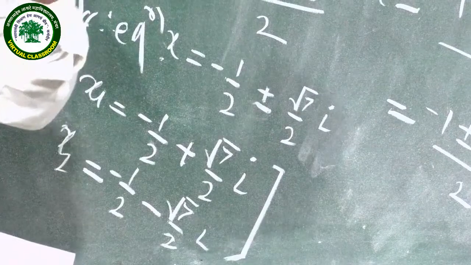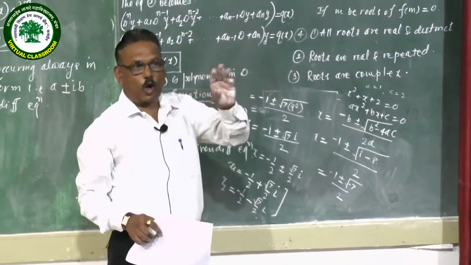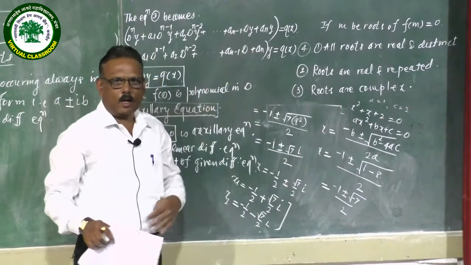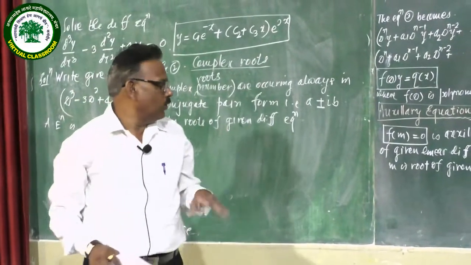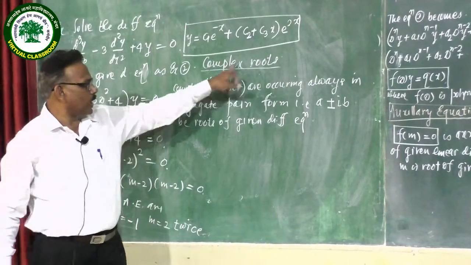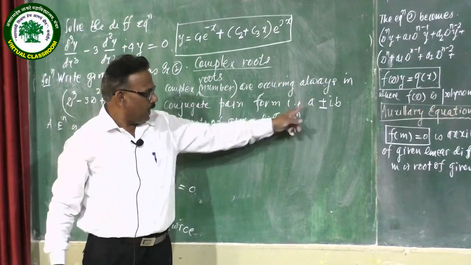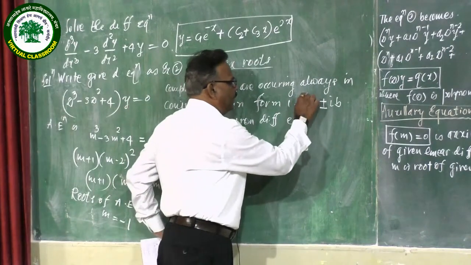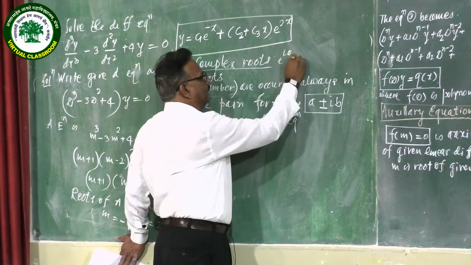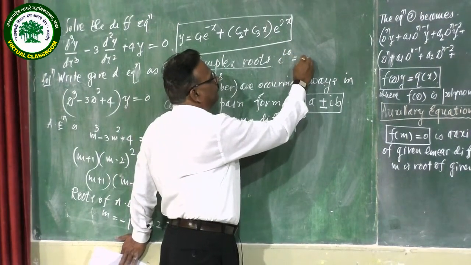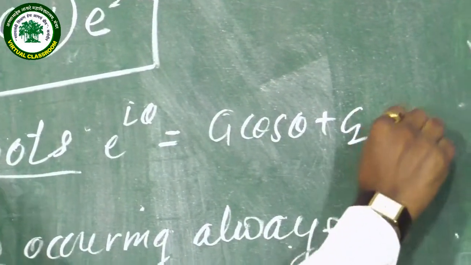That means complex numbers do not occur singly. They always occur in conjugate pair form, and in such cases we have to study the complex roots. When a differential equation has complex roots, they occur in conjugate pair form. And one more thing is known to you: if e raised to i theta is there, then it can be written as c1 cos of theta plus c2 sin of theta.